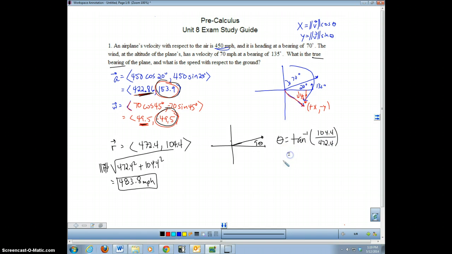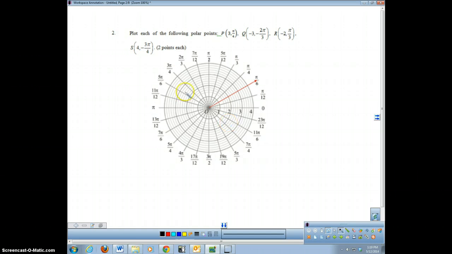Okay, that comes out to be 12.5 degrees. But we want the bearing, so we really want this angle, so we're going to subtract from 90 degrees. And so our bearing is going to be 77.5 degrees. All right. So that's an application of vectors. Let's go to the next one.